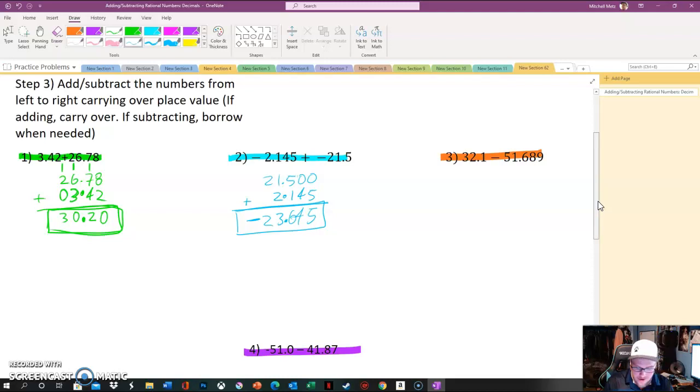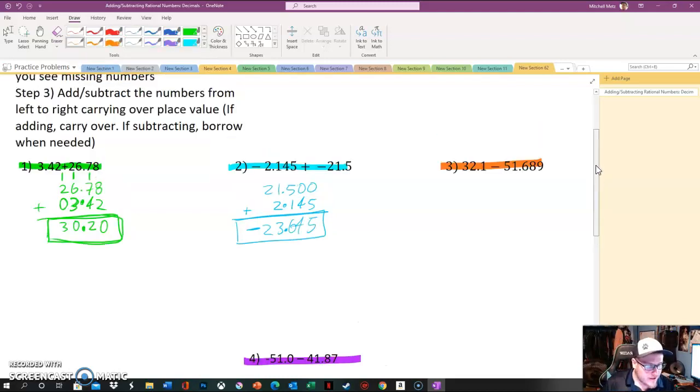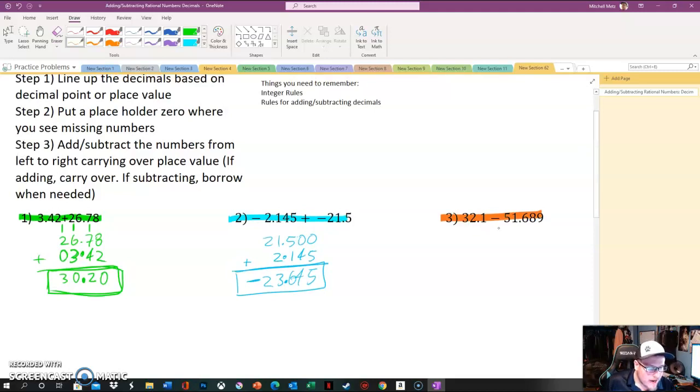Let's move on to another one. Let's do the orange one. So we're going to follow the same process. Now look at this one. 32.1 minus 51.689. I'm subtracting a bigger decimal. So when I'm subtracting, I'm going to have to add the opposite or use keep, change, change.